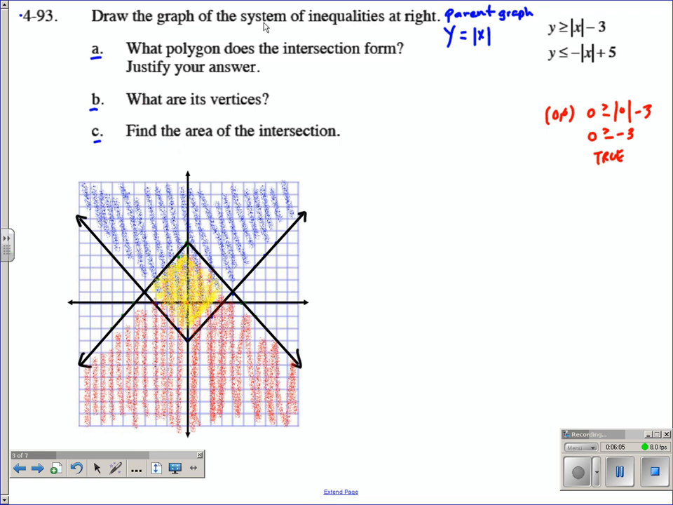So we drew the graph of the system of inequalities that we have over here at the right. It says, what polygon does the intersection form? Well, to me, that kind of looks like a square or a rhombus, so we could write that down. So it looks like a square or a rhombus. You could say a rectangle. Just depends on what it looks like to you.